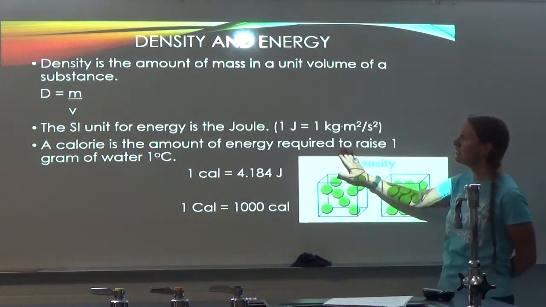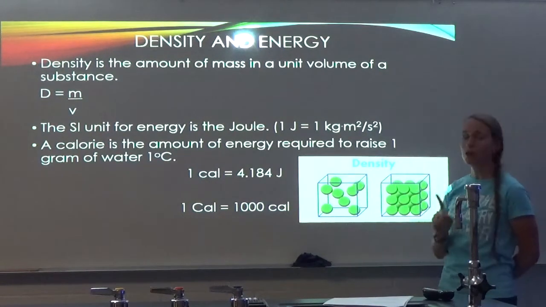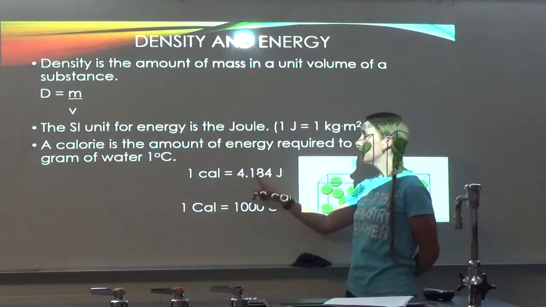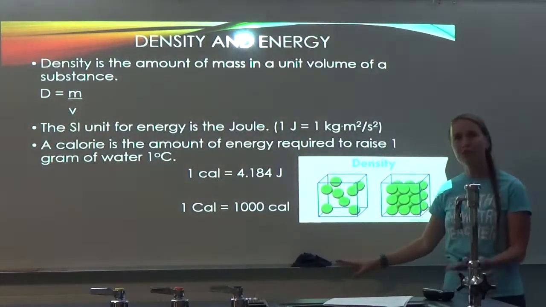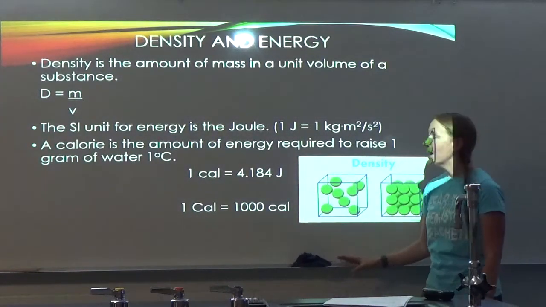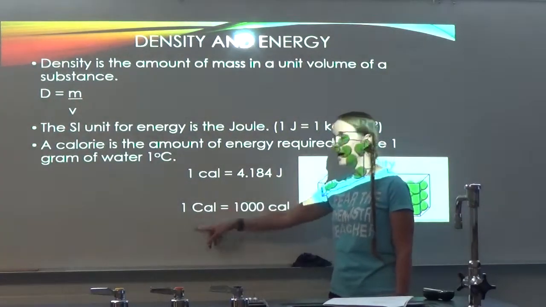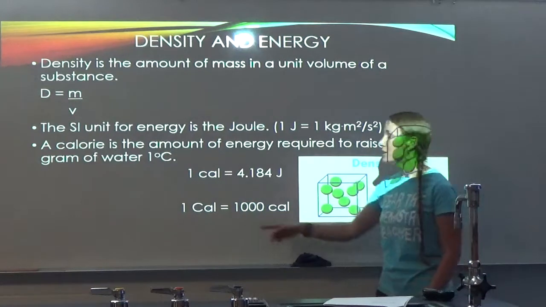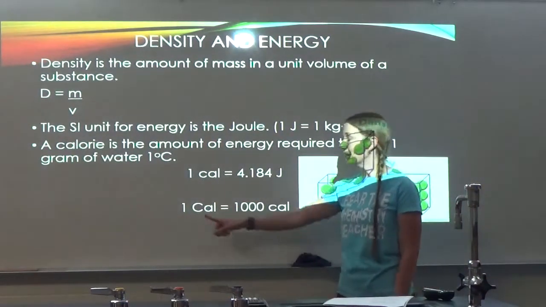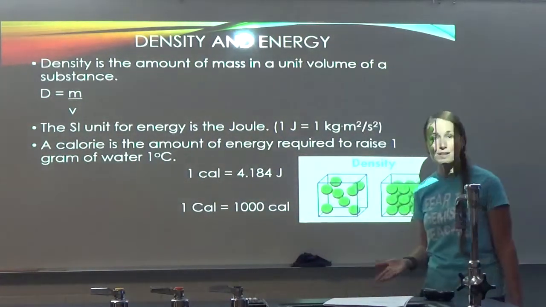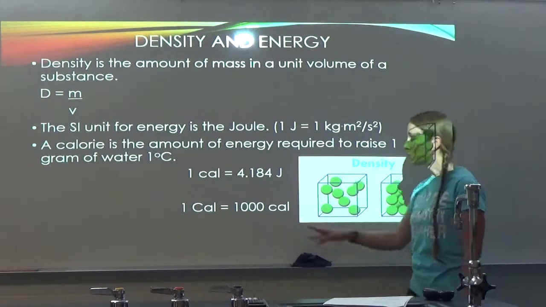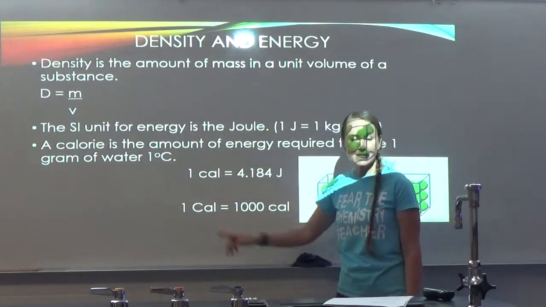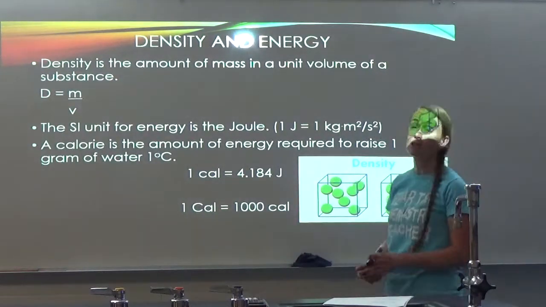So a calorie is the amount of energy required to raise 1 gram of water 1 degree Celsius. So 1 calorie equals 4.184 joules. We learned that back in Honors Chem. And a nutritional calorie, or a calorie with a capital C, is actually just a kilocalorie. So 1 nutritional, or 1 capital calorie, equals 1,000 calories. So make sure that you notice whether it is lowercase or uppercase, because that determines whether it's a kilocalorie or not.